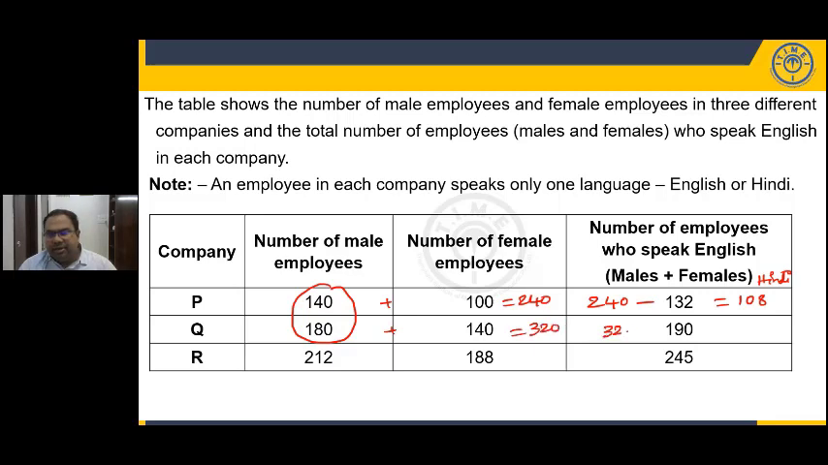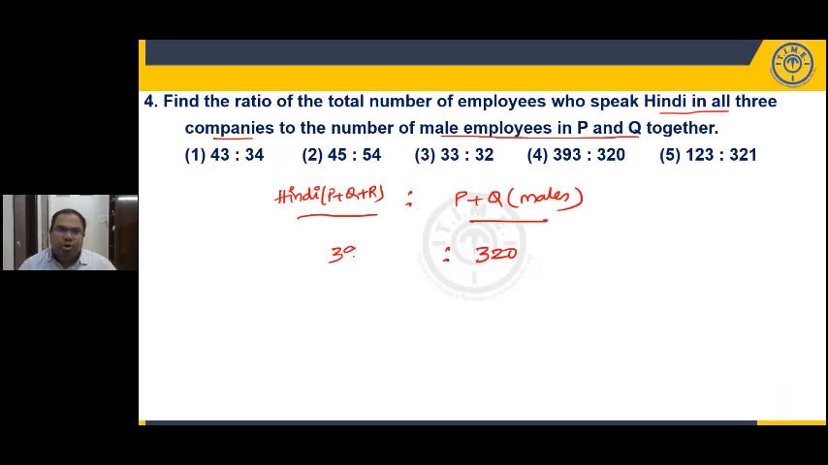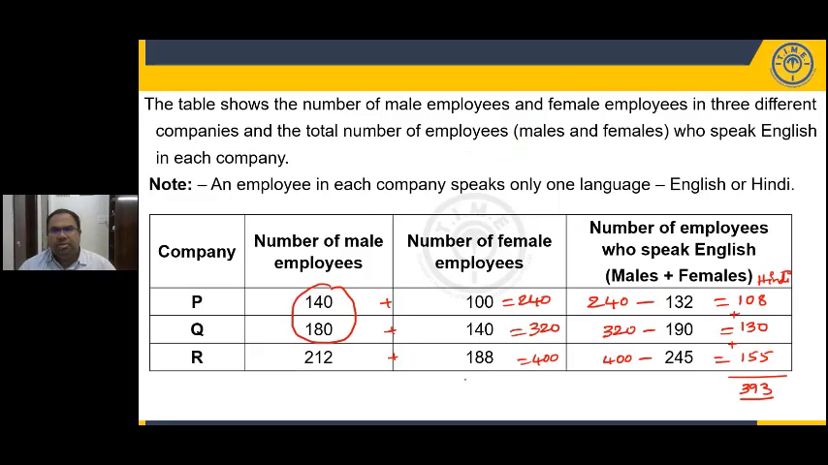Out of 320, subtract 190. So 130 speak Hindi. This is 400. Out of 400, 245 are speaking English, so 155 are speaking Hindi. Add this 93. It is 393 in all three companies together who are speaking Hindi. So what is the ratio coming to? 393 is to 320. Do we have an option here? Yes, 393 is to 320. Option 4. This is the answer. Take a screenshot. You will understand.